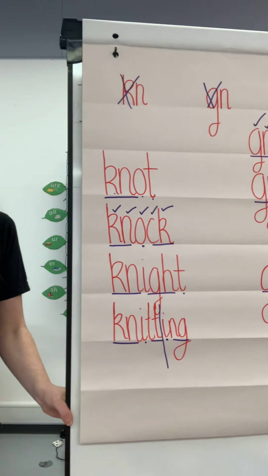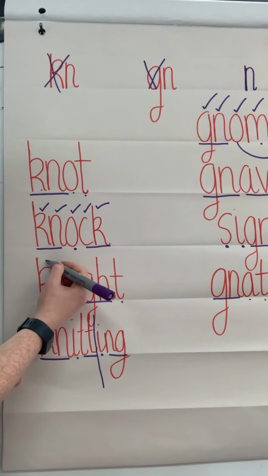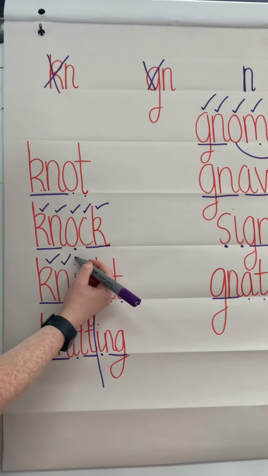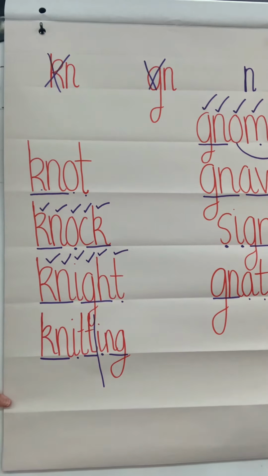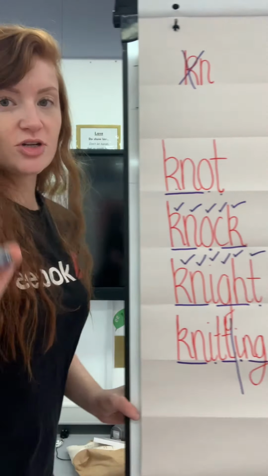Is it KN or is it GN? Remember, pause that video. Let's see whether you were right. It is KN, of course. So K, N, then our trigraph I-G-H, and then T on the end. Right, we're going to do one more.